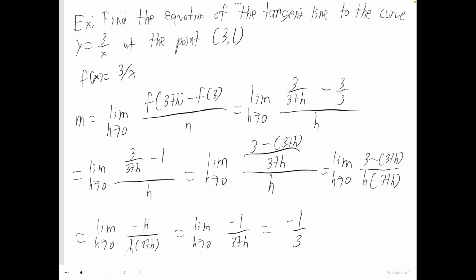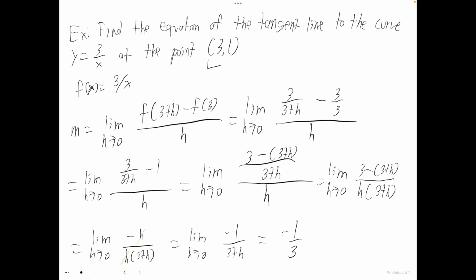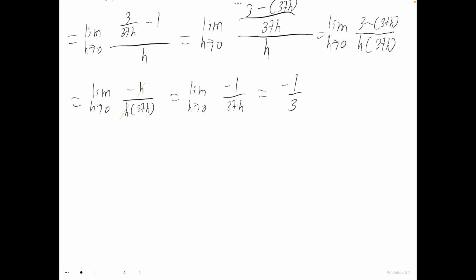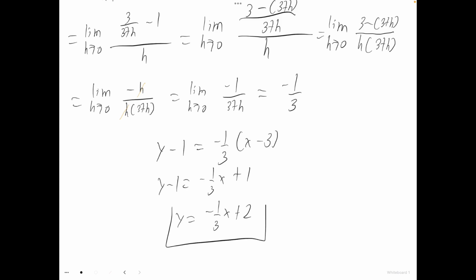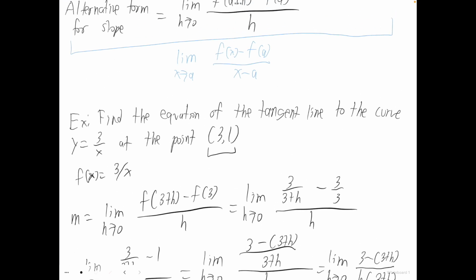And so now we're going to use the point slope form of a line. So our point, remember, is the point 3, 1. So plugging that in, we have y minus 1 equals minus 1/3 times x minus 3. So y minus 1 equals minus 1/3 x plus 1. Adding 1 over, you get y equals minus 1/3 x plus 2. So y equals minus 1/3 x plus 2 is then our equation for the tangent line to the curve y equals 3 over x at the point 3, 1.